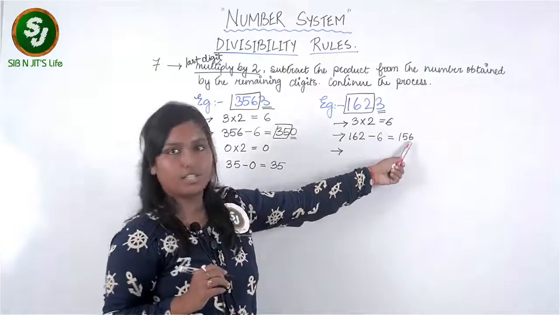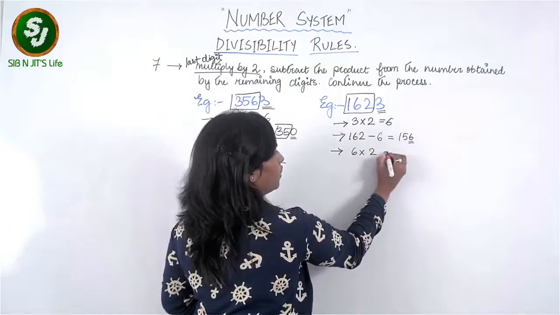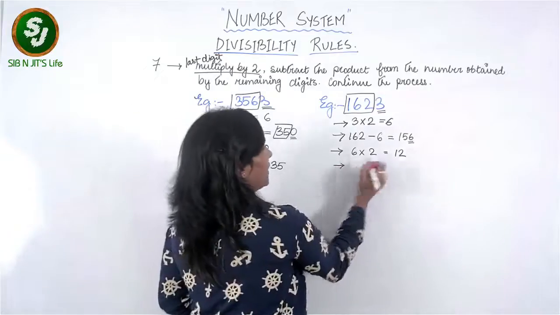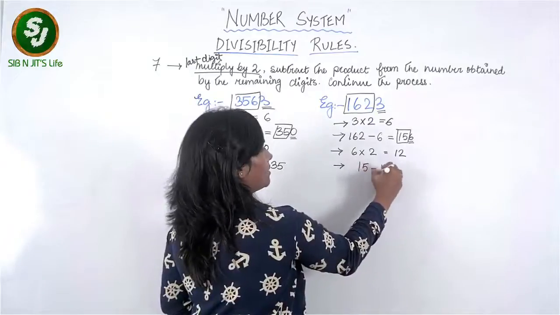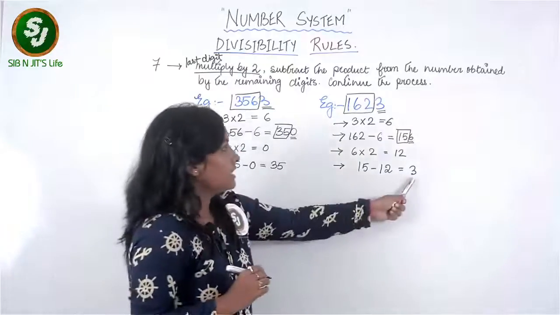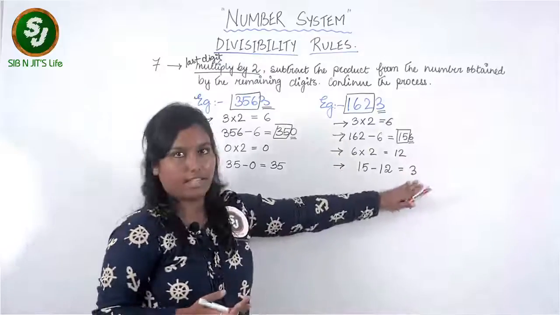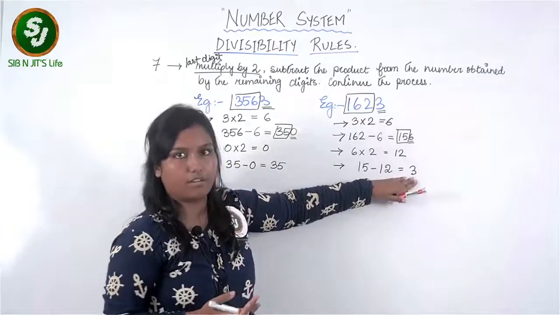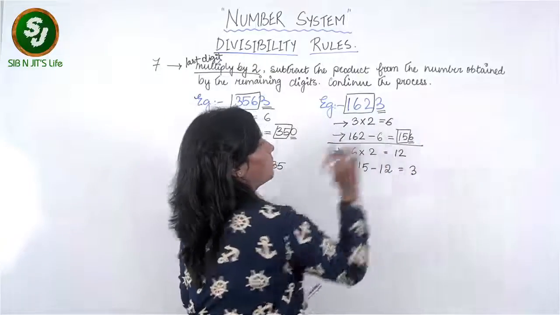What is the last digit here? 6. So 6 multiplied by 2 will give us 12. Then follow the next step: we have 15 remaining digits. So 15 minus 12 is 3. Now is 3 divisible by 7? No, this is not the case. As 3 is smaller, it is not divisible by 7, so we have to stop at this particular step only.